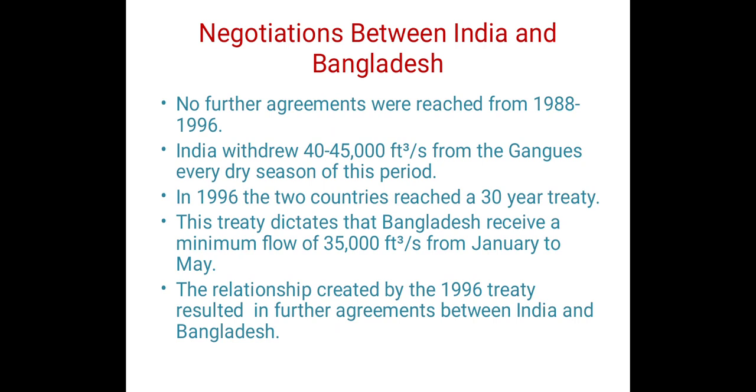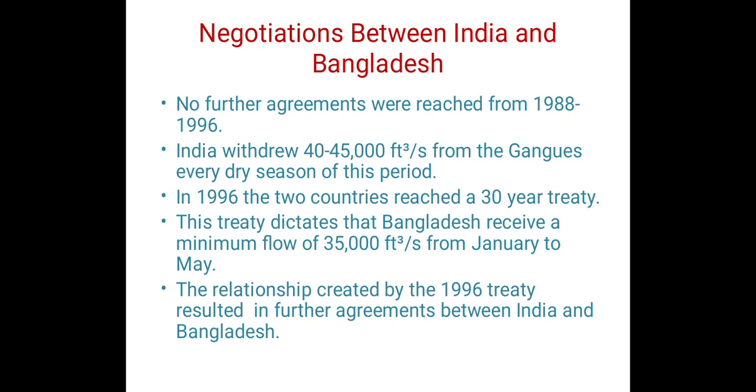No further agreements were reached from 1988 to 1996. India withdrew 40 to 45,000 cubic feet per second from the Ganges every dry season of the period. In 1996, the two countries reached a 30-year treaty. This treaty dictates that Bangladesh receive a minimum flow of 35,000 cubic feet per second from January to May.